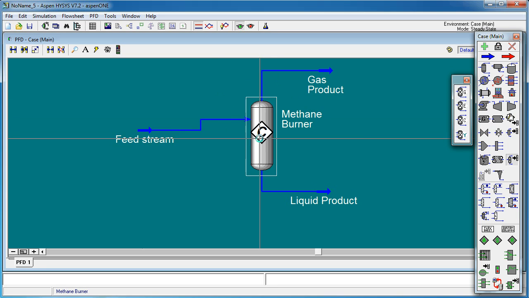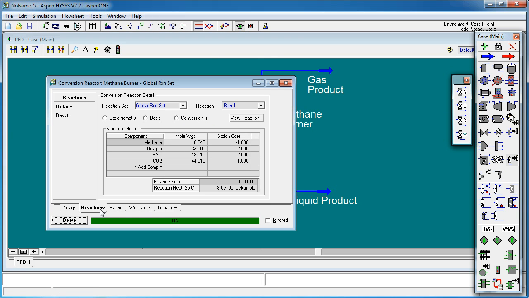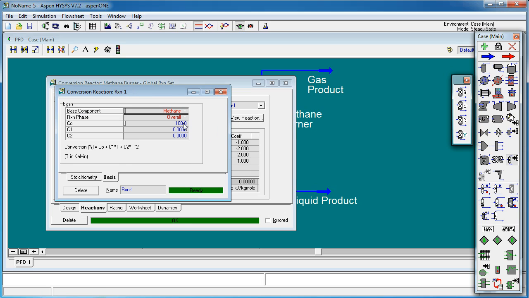If we double click on here and have a look at our reaction, under the details we can see in terms of conversion, we've got 100% conversion. That makes sense. When you burn methane in air, if there's a stoichiometric quantity of air, then we expect to have complete combustion of the methane. And these two coefficients are set to 0.